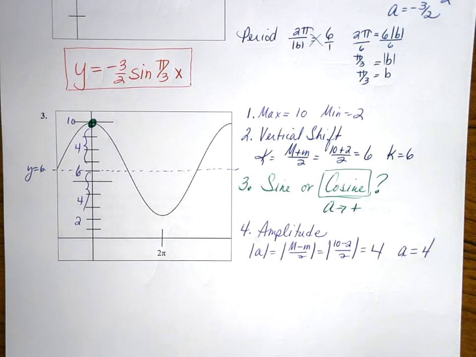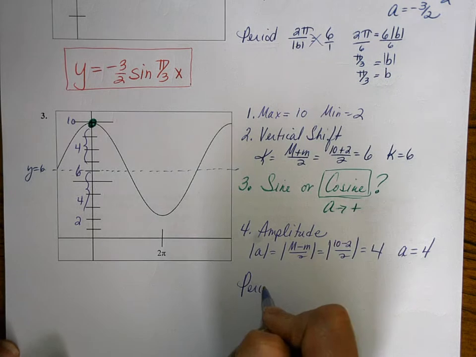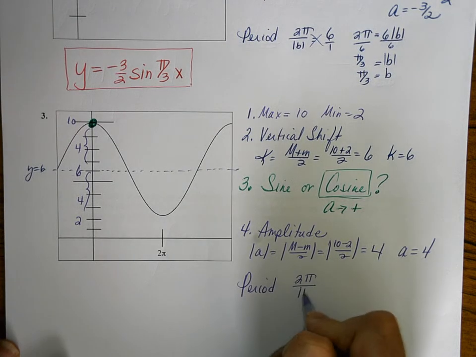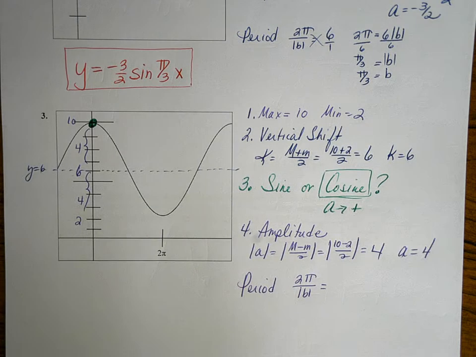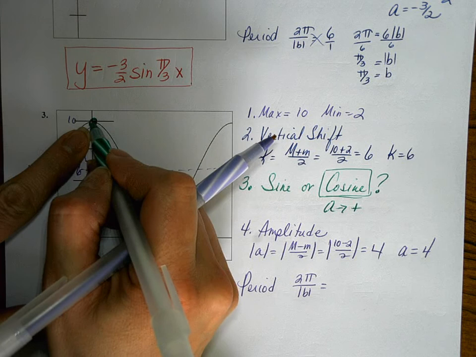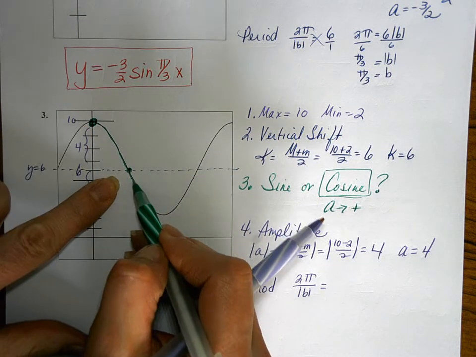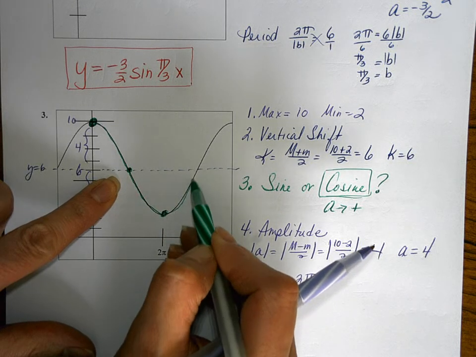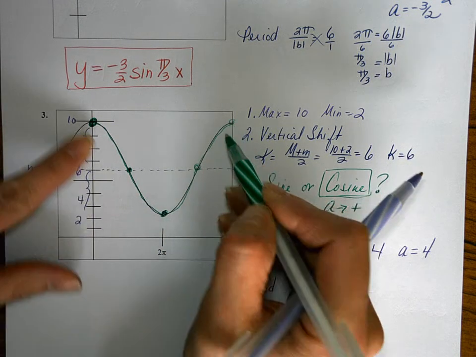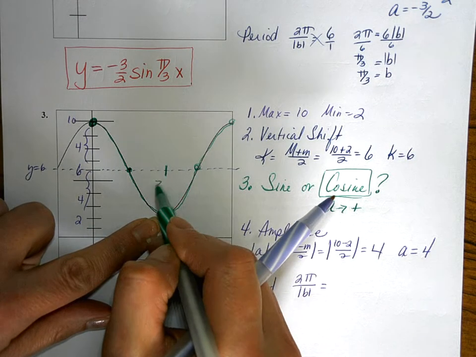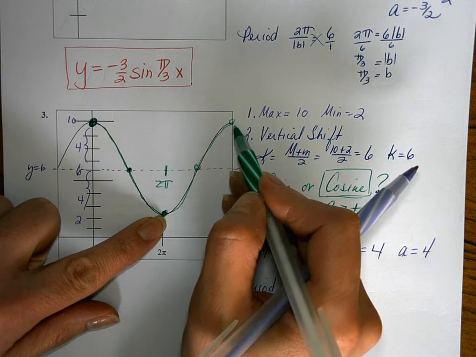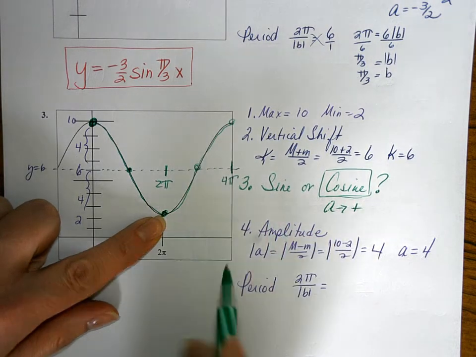Last but not least, the period of my graph is represented by 2 pi over the absolute value of b. What is the period of this graph? 4 pi. Notice, from the beginning of my graph, from the max to where it crosses the middle, it's not an x-intercept anymore, down to the minimum, back up to the middle, and then back to the max. From the maximum to the middle was a distance of 2 pi. So from the minimum back to the max, I'm going to go another 2 pi, which takes me to 4 pi. So the period's 4 pi.